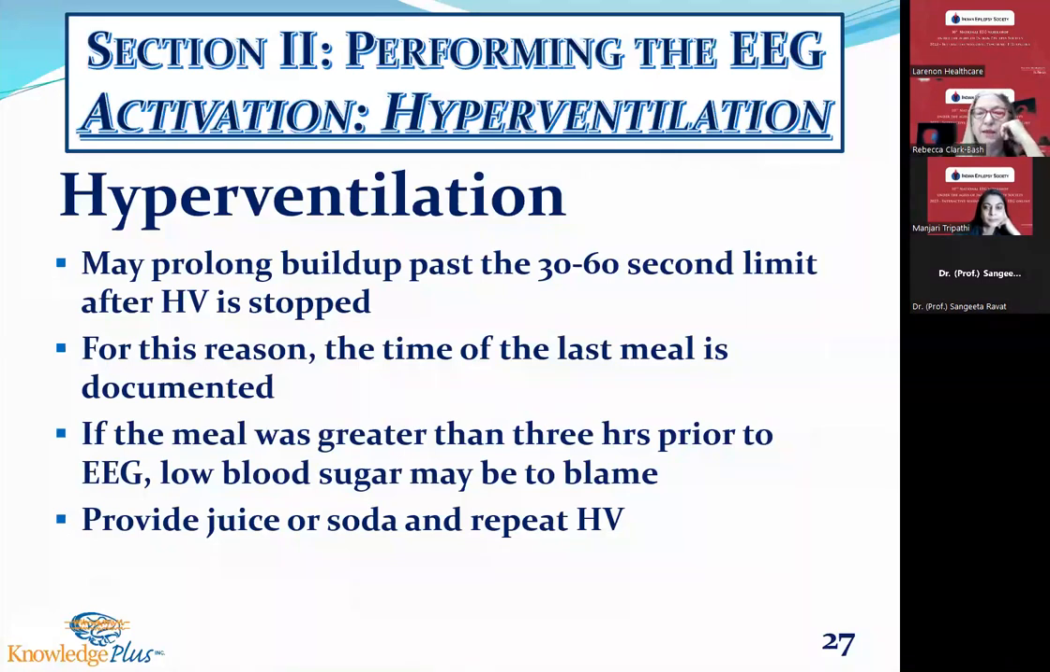Now, if they didn't have a meal and they had prolonged buildup, we kept little cans of orange juice in our refrigerator, and we just give them a juice. We'd comment on the EEG, and then we'd wait for them to sleep. And at the end of their recording, we'd hyperventilate again to see if we still had prolonged buildup response.